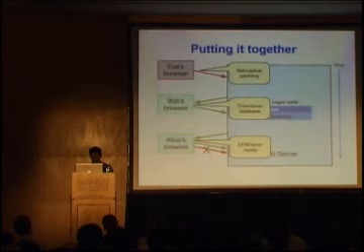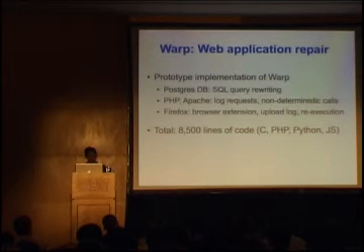We implemented these ideas in a prototype implementation of Warp. This prototype works with PostgreSQL, and uses SQL query rewriting for implementing fine-grained row-level checkpoints. And it works with PHP and Apache, and we have a Firefox browser extension that records user actions and does DOM level replay. In all, it's about 8,500 lines of code.